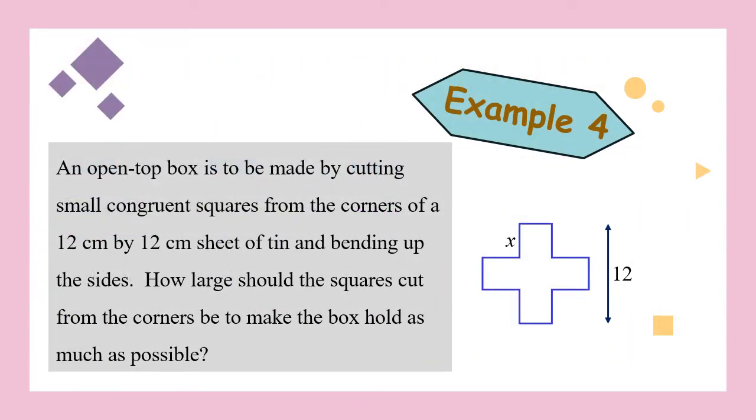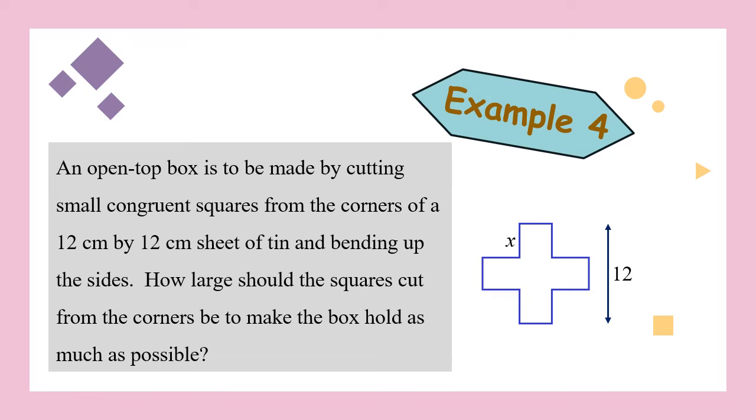Example 4. This is a real life situation, so we have to interpret the problem to identify what we are going to find. An open top box is to be made by cutting small congruent squares from the corners of a 12 cm by 12 cm sheet of tin and bending up the sides. How large should the squares cut from the corners be to make the box hold as much as possible?